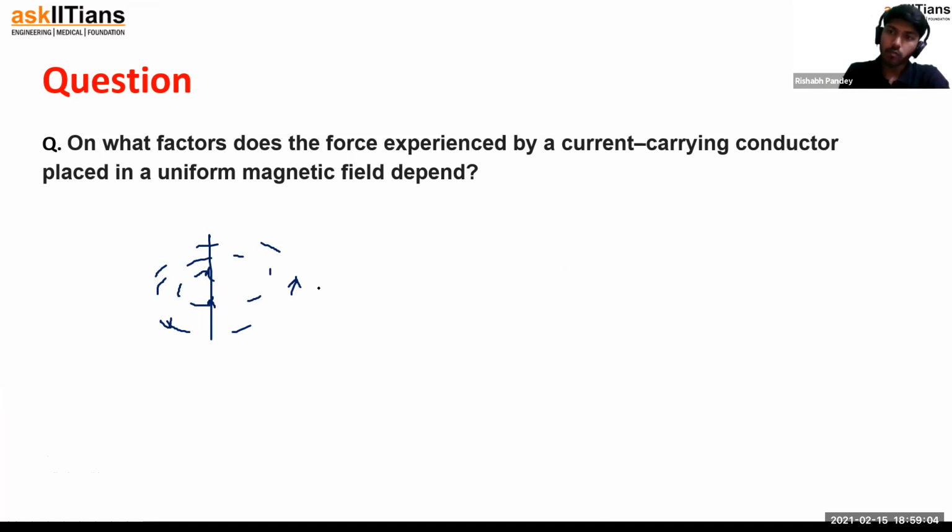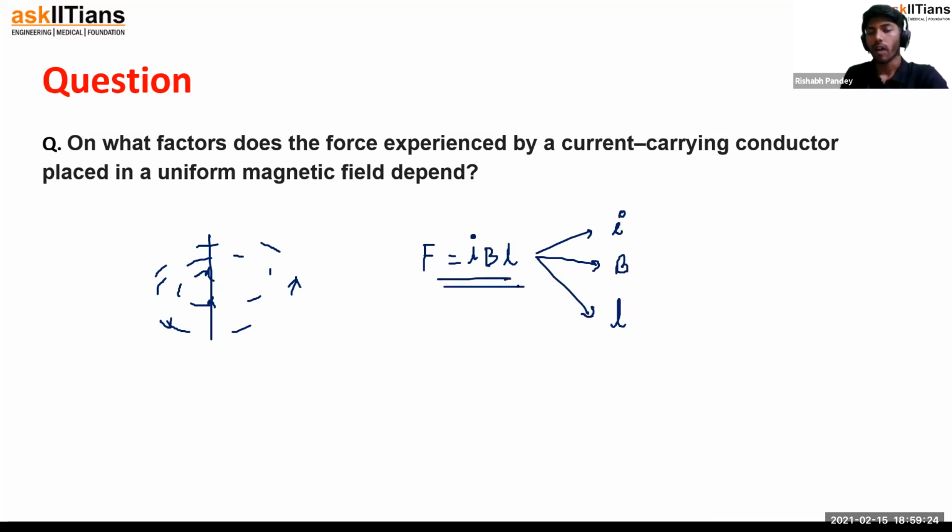The magnetic field will produce a force, and as I just wrote the formula, the force produced by a magnetic field is IBL. That means it depends upon I, the current, it depends upon the magnetic field, and it depends upon the length of that particular wire. Am I clear till this part?